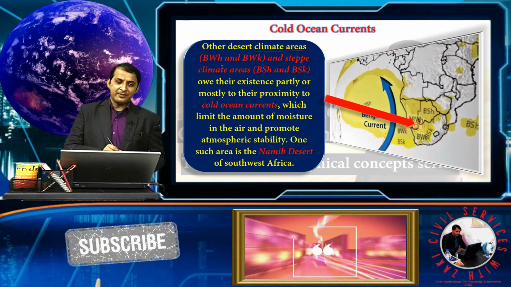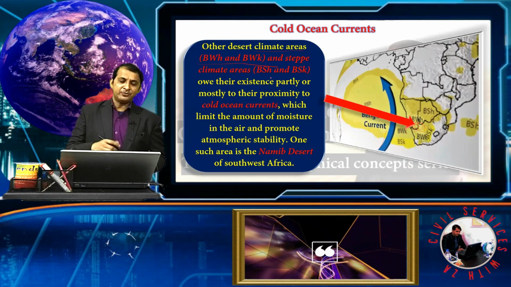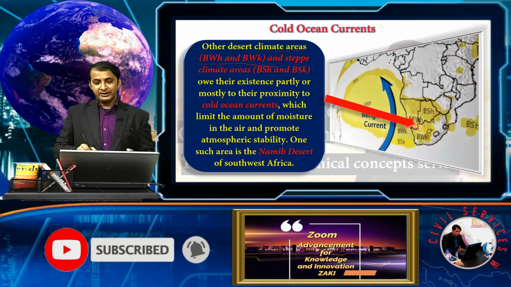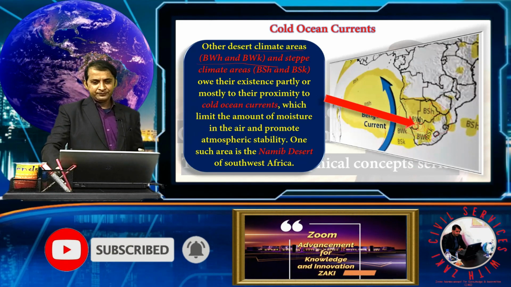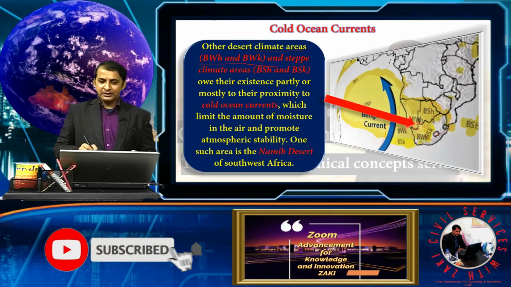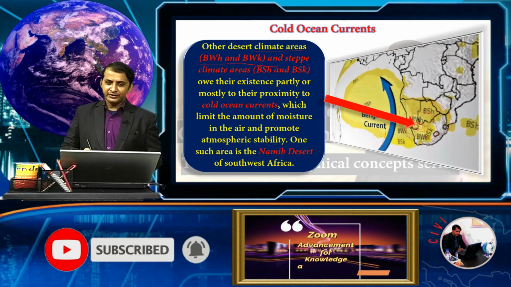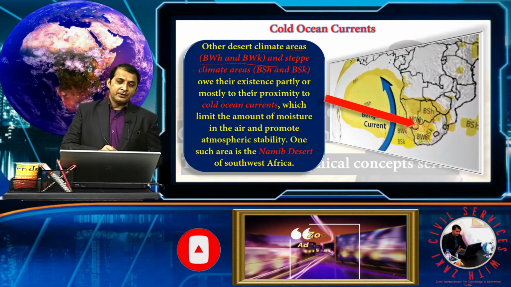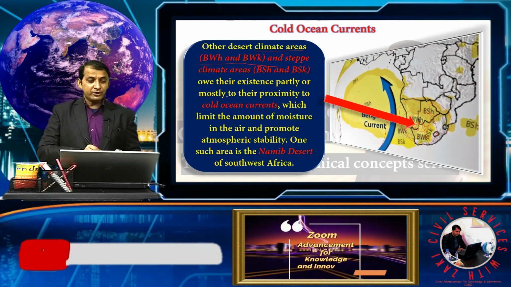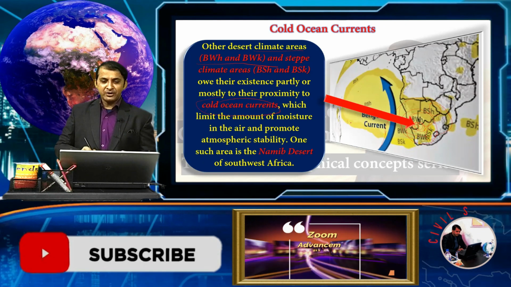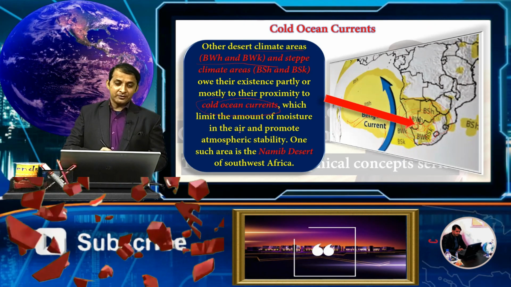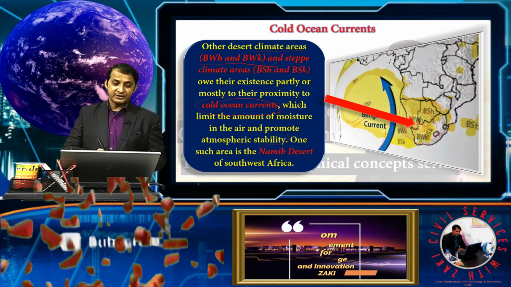So the other desert climate areas, it means maybe steppe, BSK, BSH, all the climates here. If you see here, all climate types of the desert, the arid region, are found in this area because their existence is mostly due to proximity to the cold ocean current. So here the Benguela ocean current limits the amount of moisture and promotes atmospheric stability.